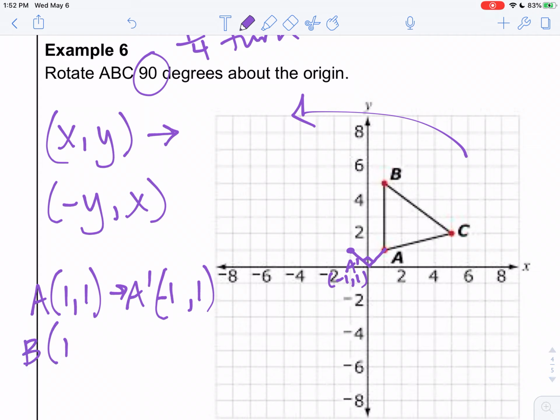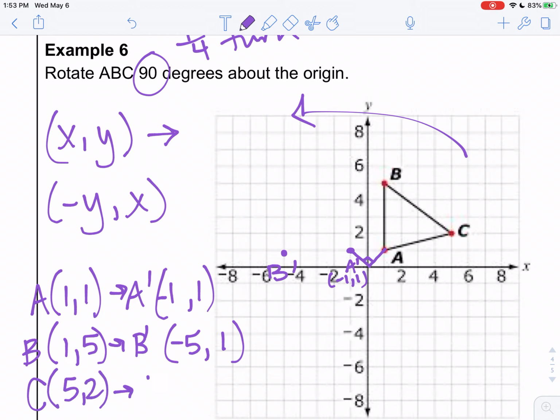B is hanging out at (1, 5). So B prime, we change the order, so (5, 1), and change the sign on the first. So B prime is hanging out at (-5, 1). C is hanging out at (5, 2). So C prime, we change the order, (2, 5), change the sign on the first for (-2, 5), and there's my C prime. And that's a rotation 90 degrees counterclockwise about the origin.